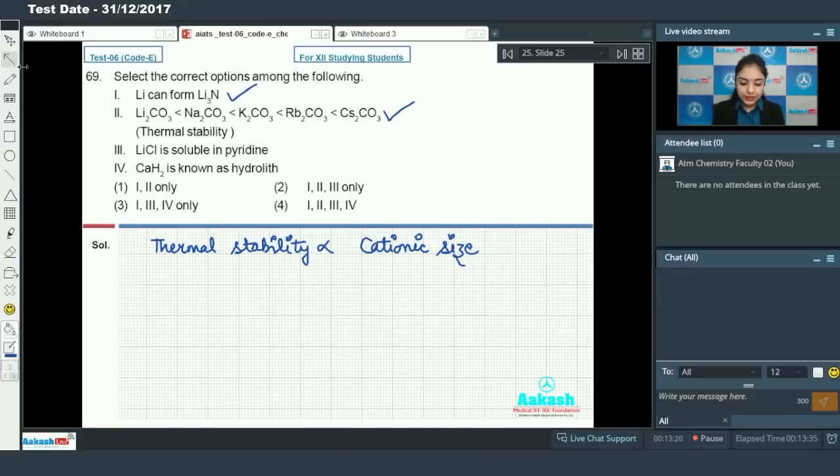Now we have the third statement, that is lithium chloride is soluble in pyridine. So that is absolutely correct. Now we have the fourth, that is calcium hydride. It is known as the hydrolith. So this is the other name of calcium hydride, that is hydrolith. So this is also the correct statement. So we have all the statements correct. So option number 4 will be the correct answer.